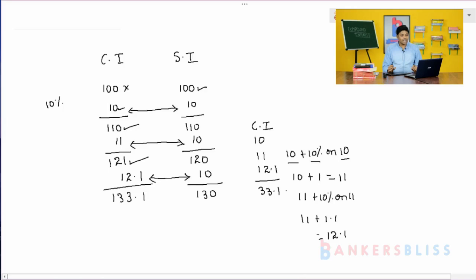So here you can easily bifurcate the difference between simple interest and compound interest. The interest amount you are going to get under the simple interest scheme and the interest amount you are going to get under the compound interest scheme. So it is more feasible to deposit under a compound interest scheme in the banks compared to simple interest schemes.